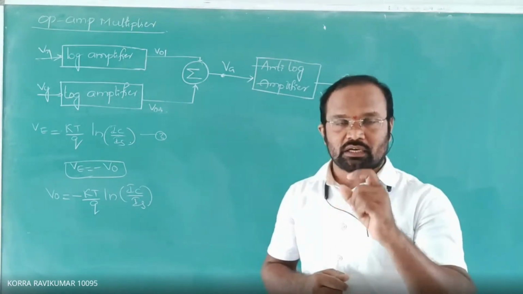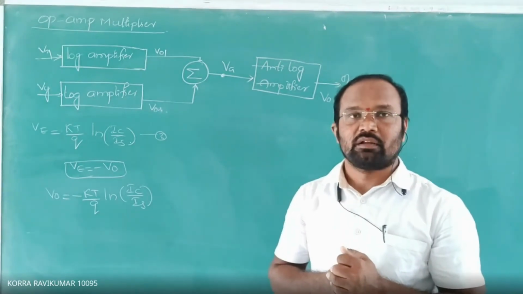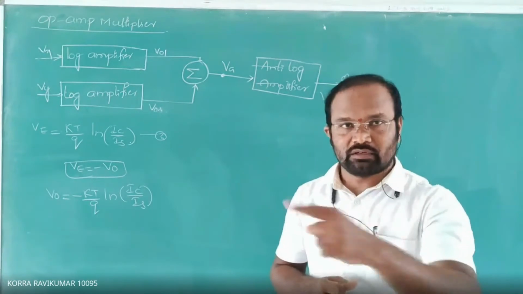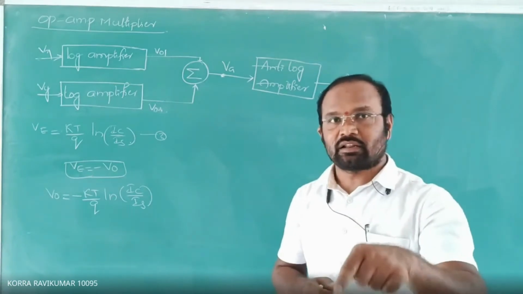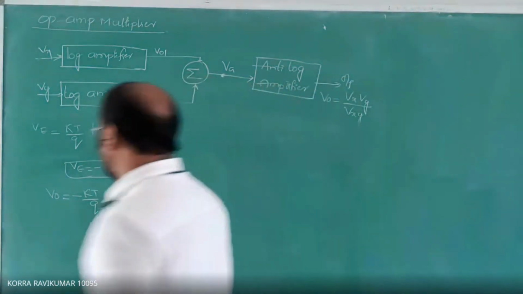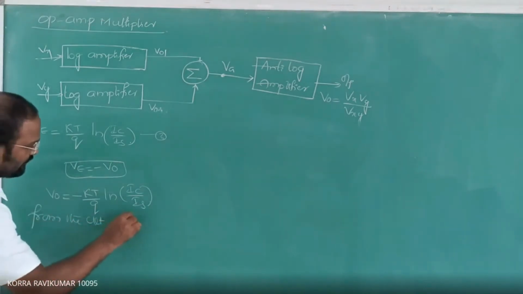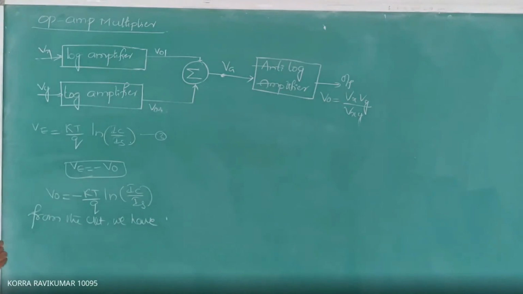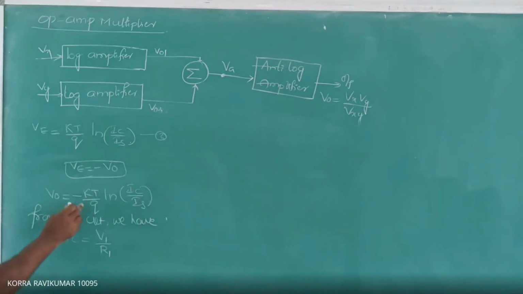Current I according to Ohm's law is I equal to V by R, where V is V1, which we are applying as the input voltage, and R is the resistor R1. So from the circuit we have IC equal to V1 by R1. Substitute this IC in the above equation.